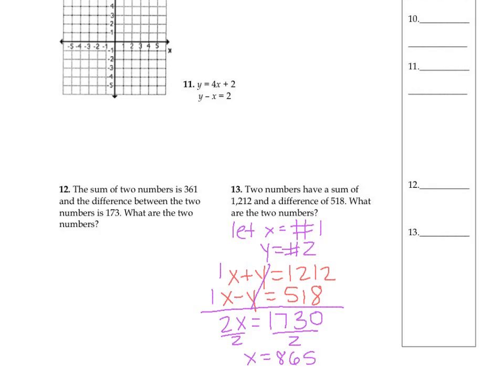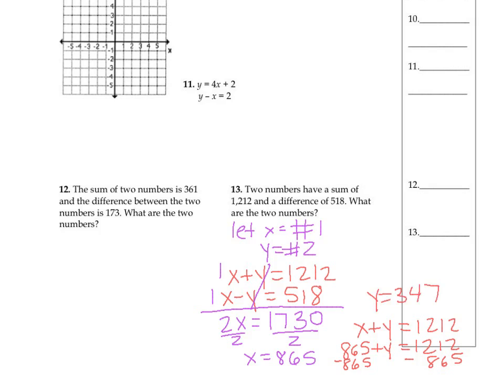So now we found our first number. Now we need to find our second number. So we can plug that into either of our two equations. I'm just going to plug it into the first equation. So we get 865 in for x plus y equals 1212, subtract both sides by 865. And then with our calculator, we find that y equals 347.